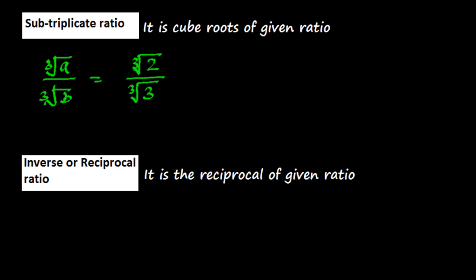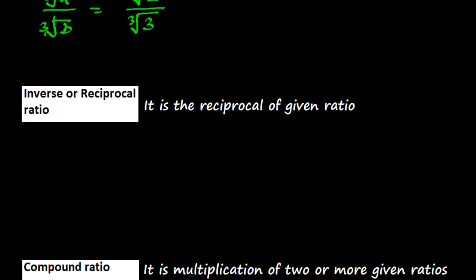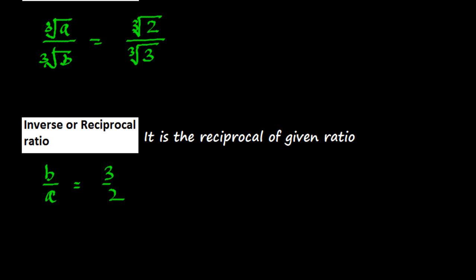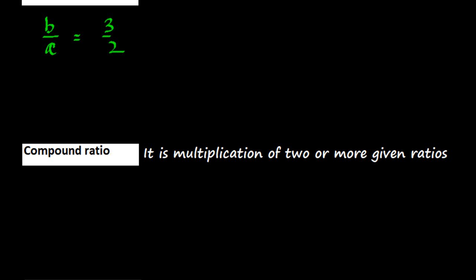Now the inverse or reciprocal ratio. It is very simple. It is the reciprocal of the given ratio. The ratio is given to us as A is to B. The reciprocal or the inverse ratio would be B over A, just a reciprocal of the given ratio. Or we could write 3 over 2, as we have taken here 2 over 3 as a given ratio in number form.